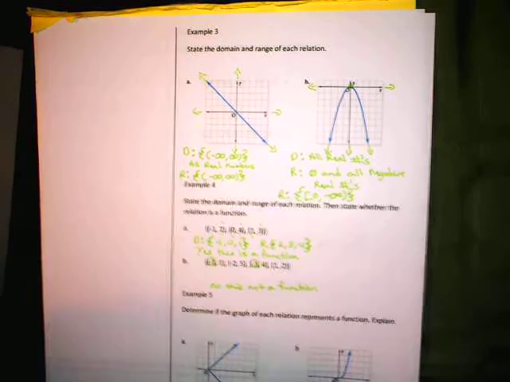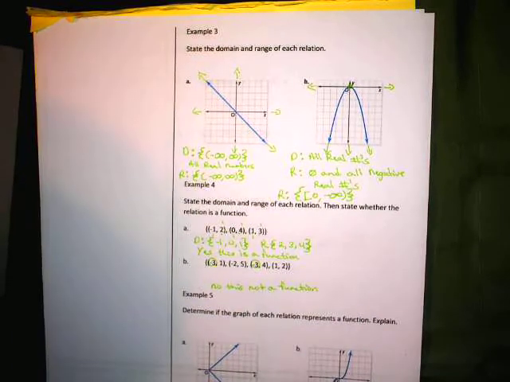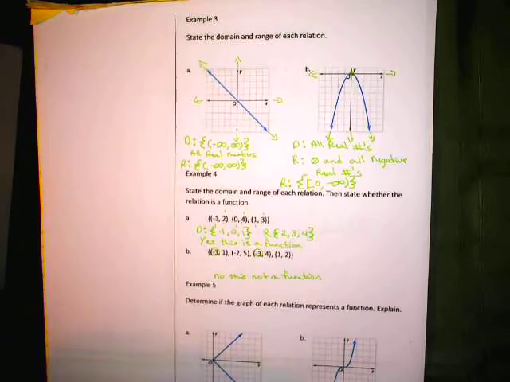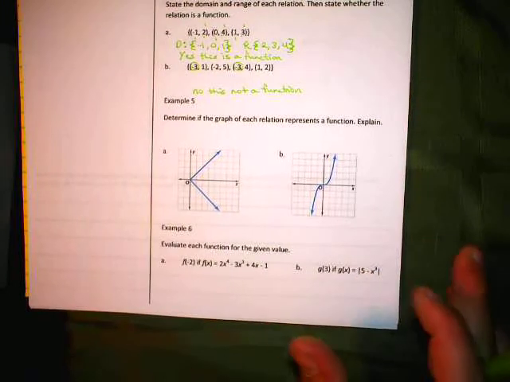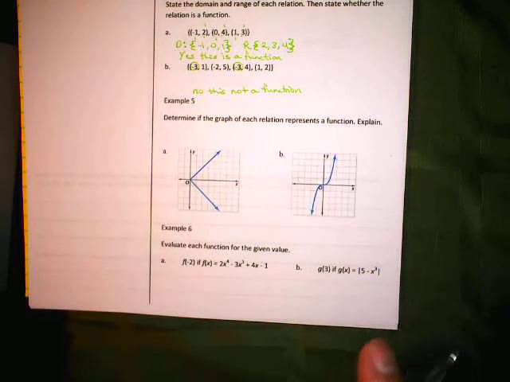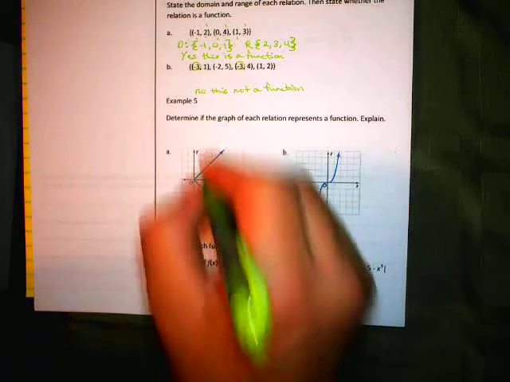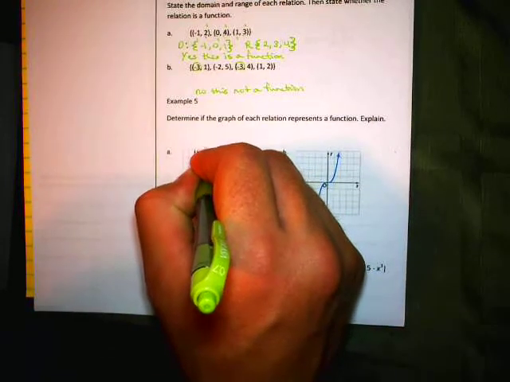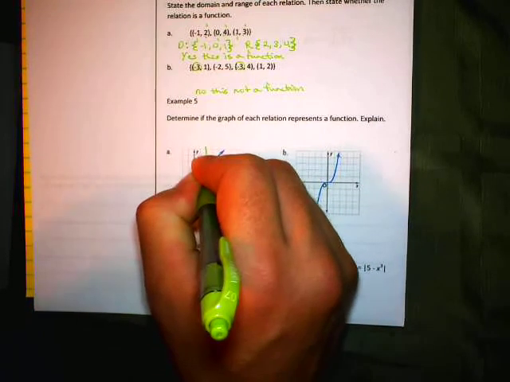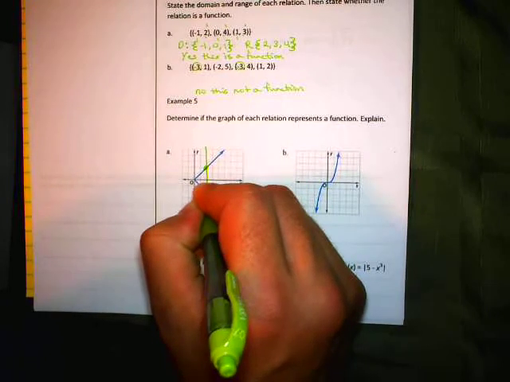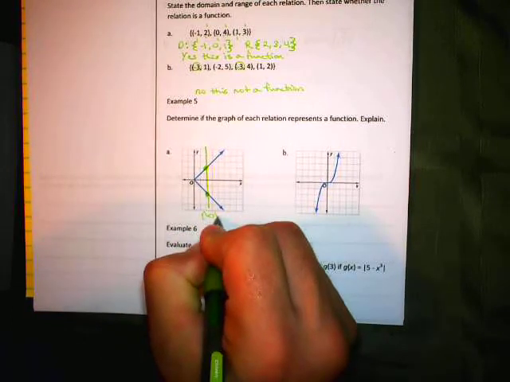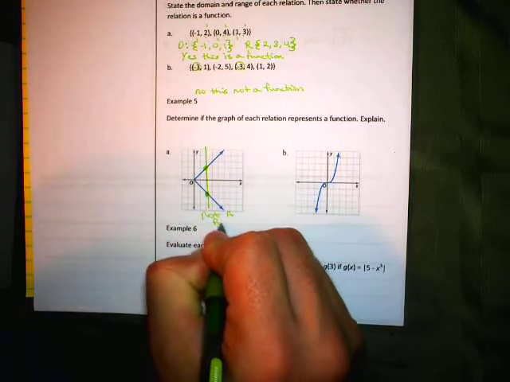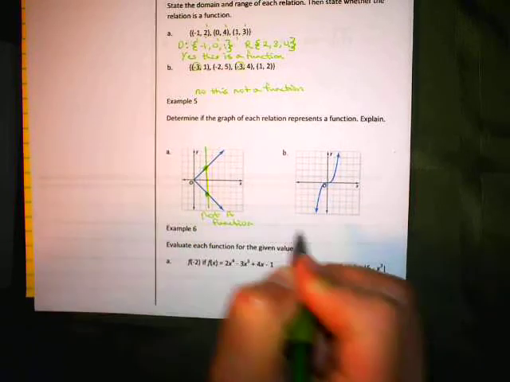Alright. Jump on down to number 5 here. Our example number 5, we're trying to decide again if it's a function or not. Graphs are really easy. We use something called the vertical line test. If I can draw a line anywhere on the graph, it only hits the point once, it's a function. If it hits twice, it is not a function. So on A, I hit the point twice, not a function. Doesn't pass the vertical line test.